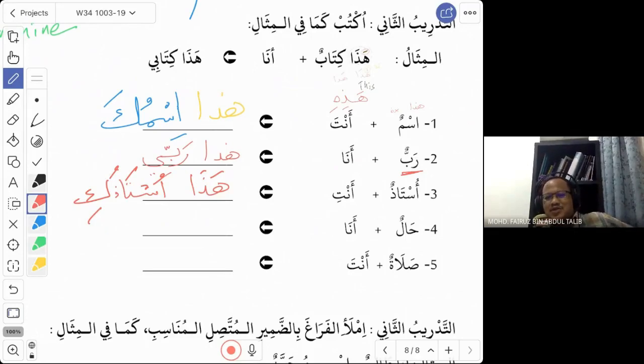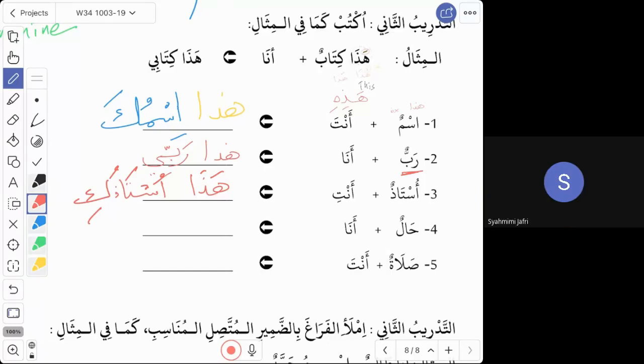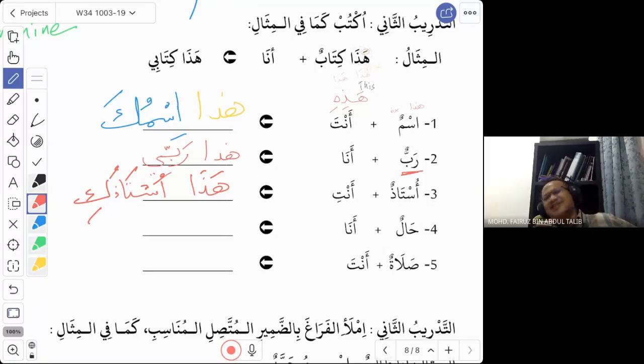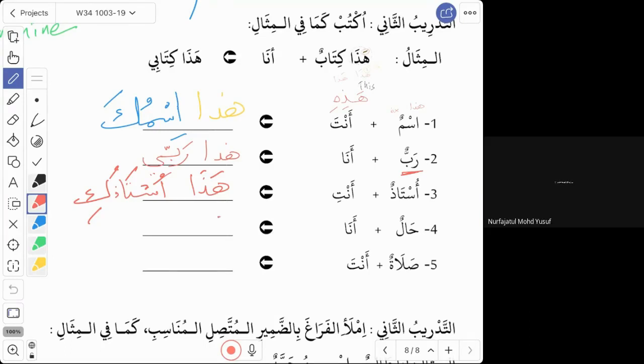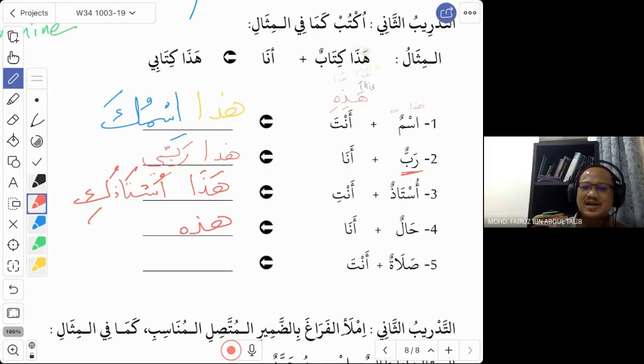Do you agree with what Shamida said just now? Haza ustazuki, or do you have another answer? Shamimi, what do you say? I agree with Shamida. Okay, Shamimi agrees. What about Fajatul? Do you agree? Fajatul wants to say hazihi. Okay, Fajatul says hazihi. Sophia, what do you say? Haza or hazihi?